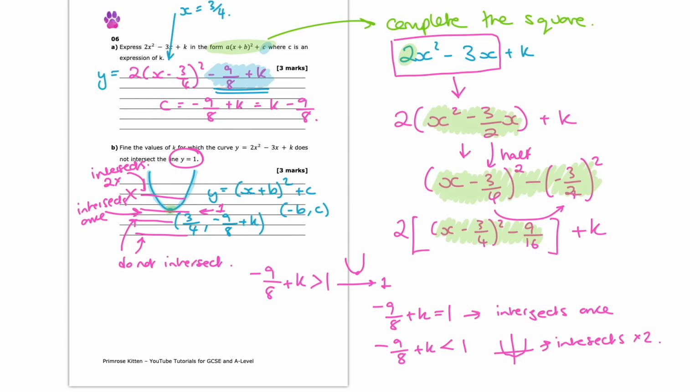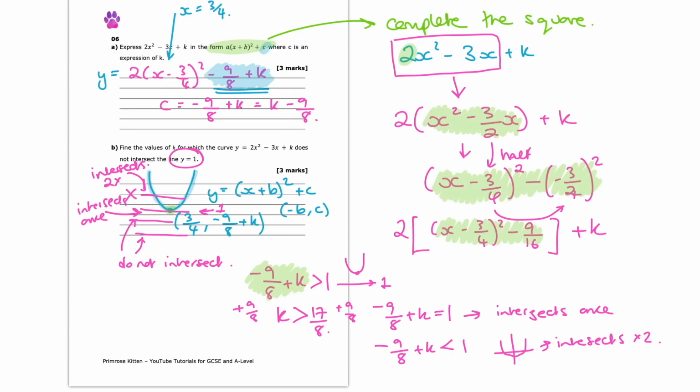So we're saying that it must be bigger than 1 because it must physically be higher in the y coordinate than 1. Because remember, that is what this is. This is the y coordinate of this graph. So now that we know that, we can simply rearrange this to get k as the subject. So adding 9 over 8 to both sides, we get that k is bigger than 17 over 8.